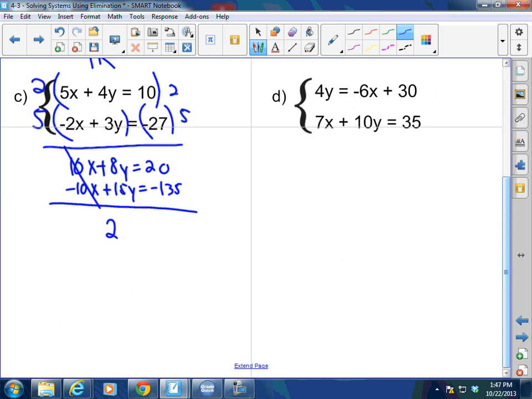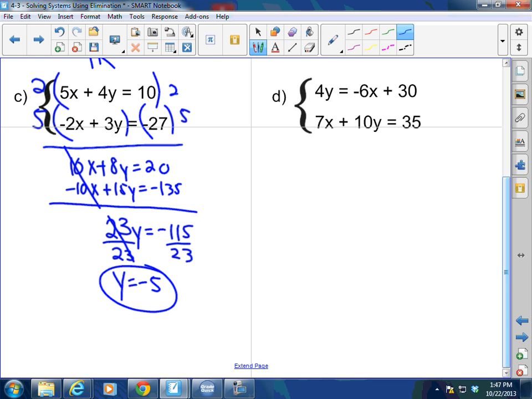Cancel. I got 23y, right? Pay attention. 23y equals -115. And then divide that by 23 on both sides. And if I'm not mistaken, y should equal -5. Is everyone with me? Now that y is -5, you can plug it into either equation. This time I'll let you guys choose. Who do you want me to plug it into? The first or the second? First one? You got it.